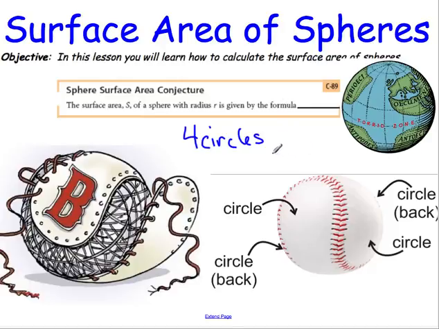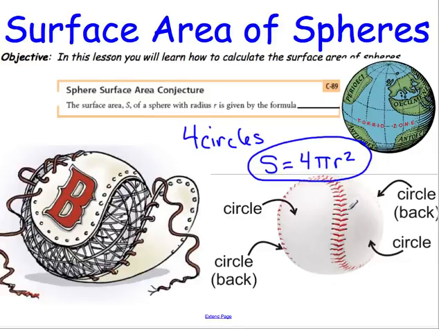And so the idea here is that the surface area is going to be equal to four circles, which is actually 4 times pi r squared. So this is the formula for finding the surface area of a sphere. And I've seen this done before where someone will actually try to take four circles of a very specific radius and they'll try to cover it.